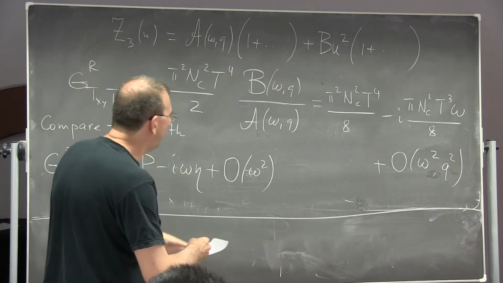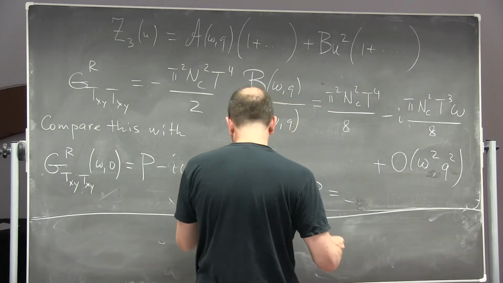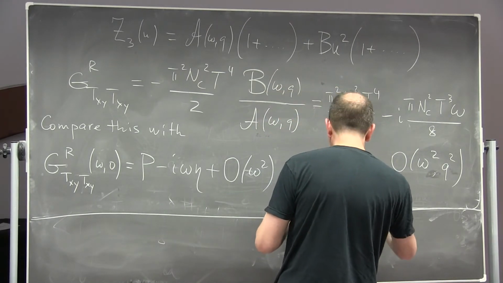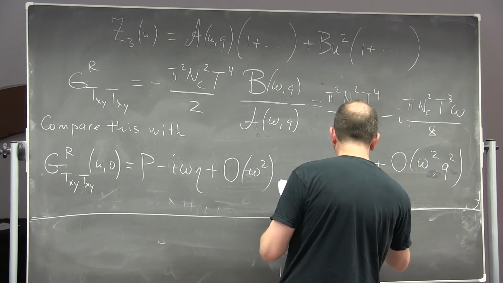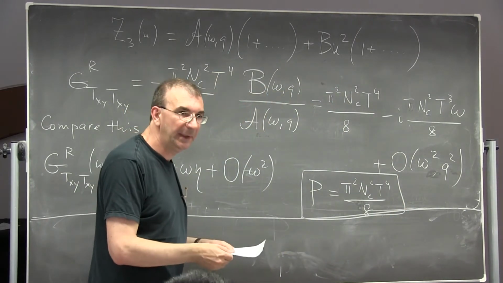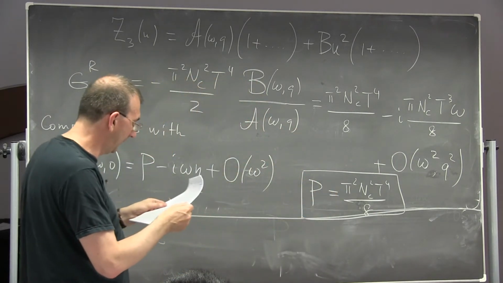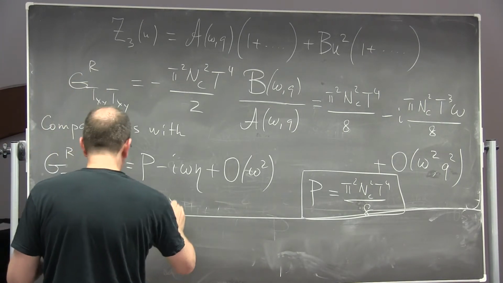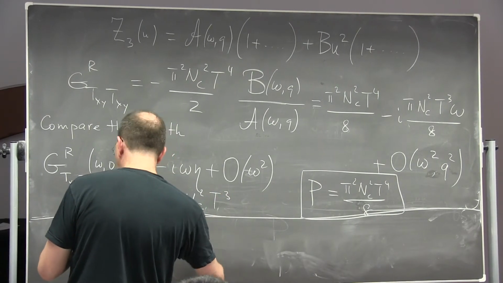So the comparison tells you that pressure P is supposed to be equal to pi squared Nc squared T to the fourth divided by 8. And you can compare with our previous calculation of the one-point function. It's exactly the same result. So at least there is a sanity check that we are getting what we got before. And shear viscosity, eta, is pi Nc squared T cubed divided by 8.